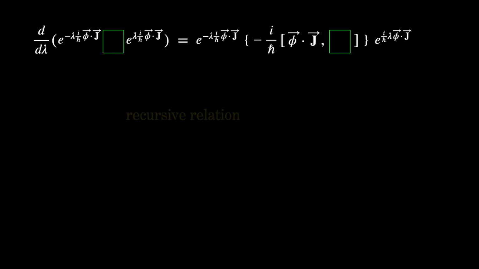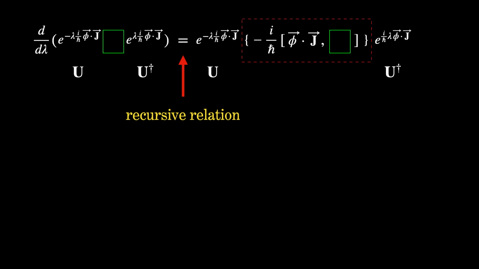We then end up with this recursive relation. As you can see, we started with an operator sandwiched by U dagger and ended up with another operator which maintains the same standard form. This new operator is just the original operator inserted into a commutator with phi dot J times a factor of minus i over h bar. The preservation of this standard form implies that with each subsequent lambda derivative, we will simply get another layer of commutator times an additional minus i over h bar.